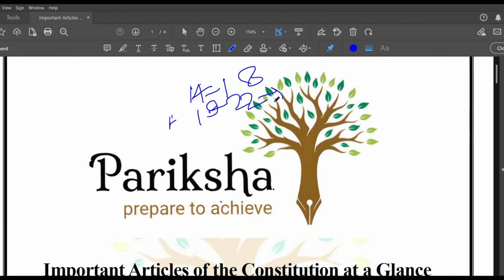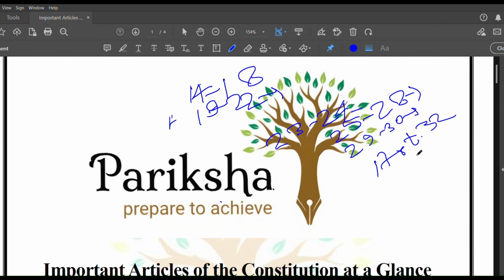Articles 19 to 22 deal with the rights related to freedom. Similarly, 23 to 24 deal with the right against exploitation, and 25 to 28 talk about religious freedom. Articles 29 to 30 talk about educational and cultural rights, and Article 32 is an important article. It talks about constitutional remedies.